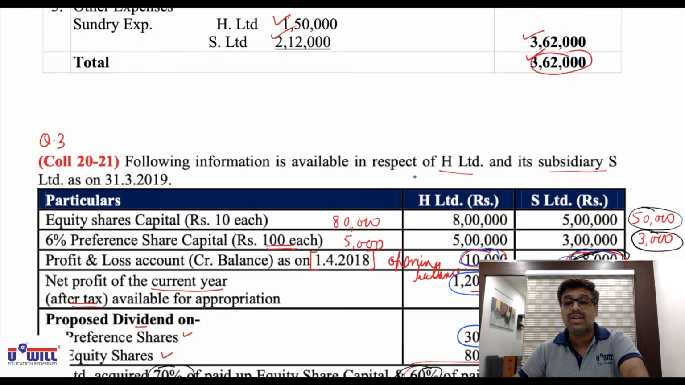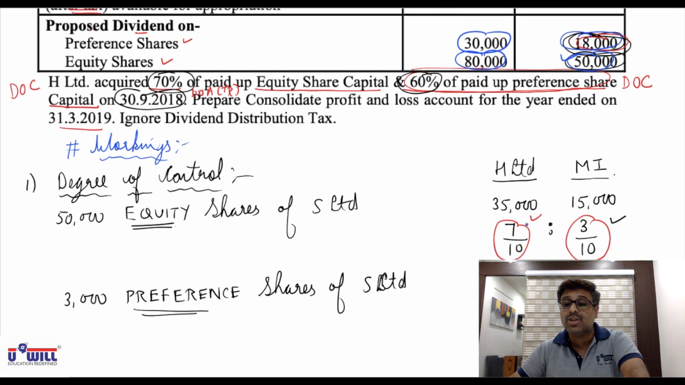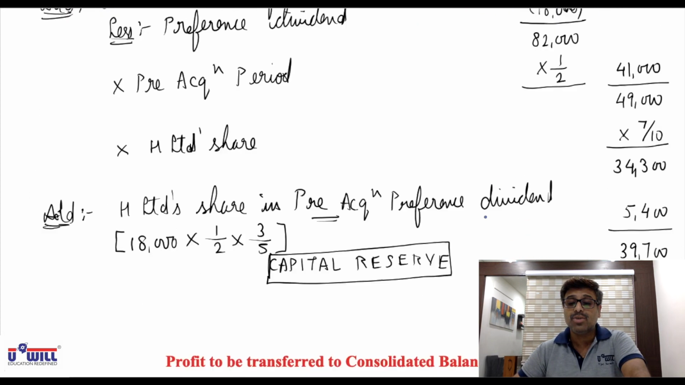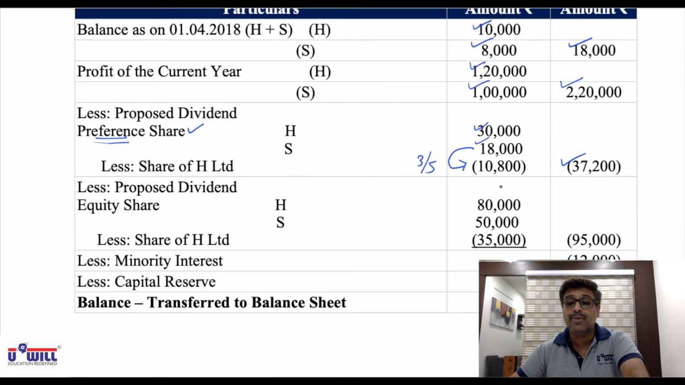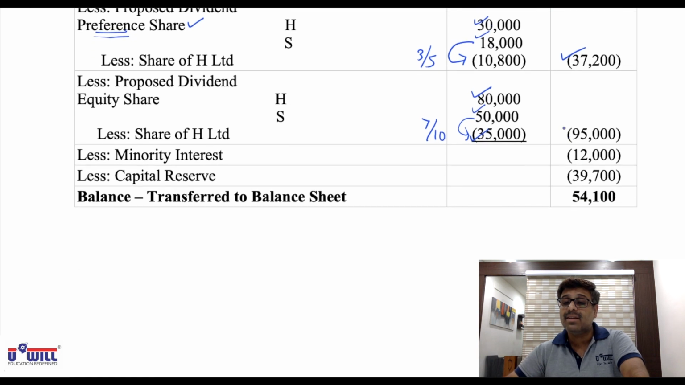Same way now you will take for equity shares 80,000 plus 50,000, and in 50,000 this is equity, so you will take 7 by 10 of H Limited share and minus it. So 80,000 plus 50,000, and then in 50,000 the holding company's degree of control 7 by 10 is 35,000. So 80 plus 50, 1,30,000 minus 35, 95,000.